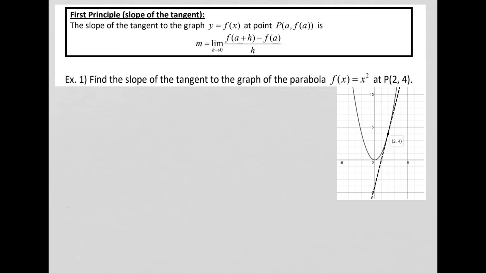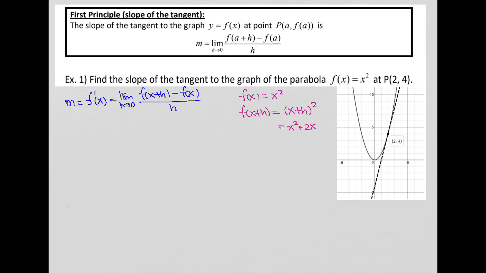So first thing we write is slope equals f prime of x, which is the derivative of the function, equals the limit as h approaches 0 of f of x plus h minus f of x divided by h. This time we are not going to substitute any values in. So f of x is x squared, but we have to find f of x plus h. That means x plus h, whole thing squared. Let's expand. You get x squared plus 2xh plus h squared.